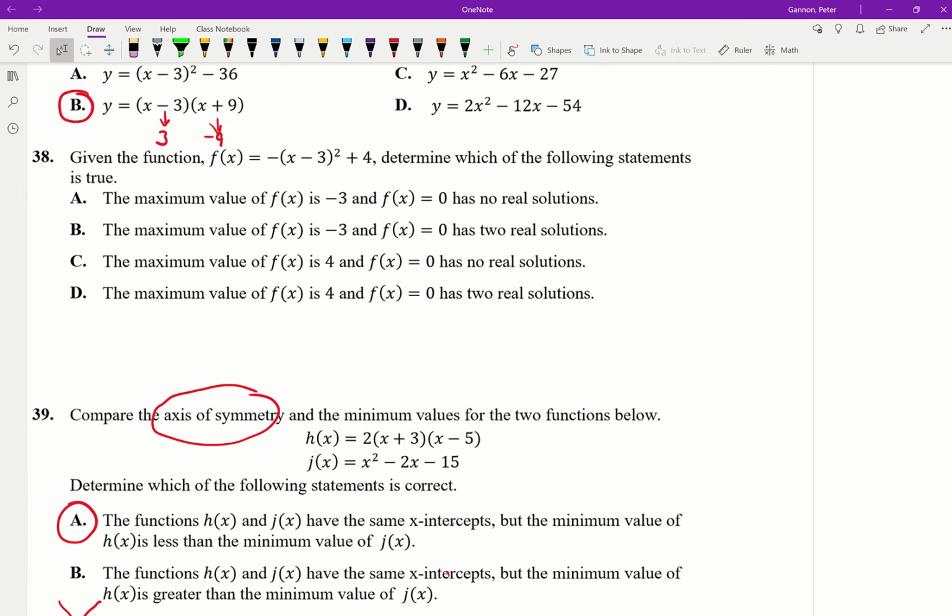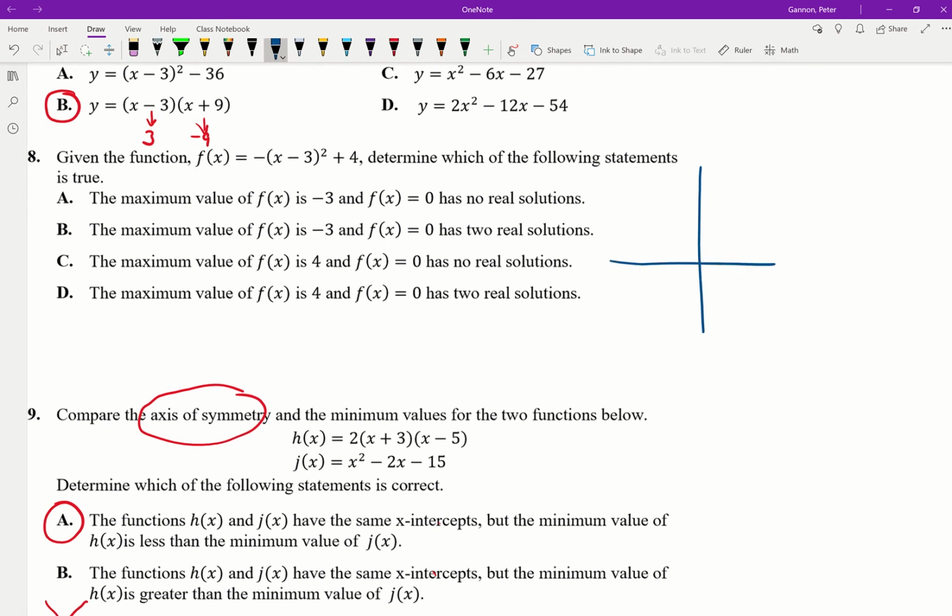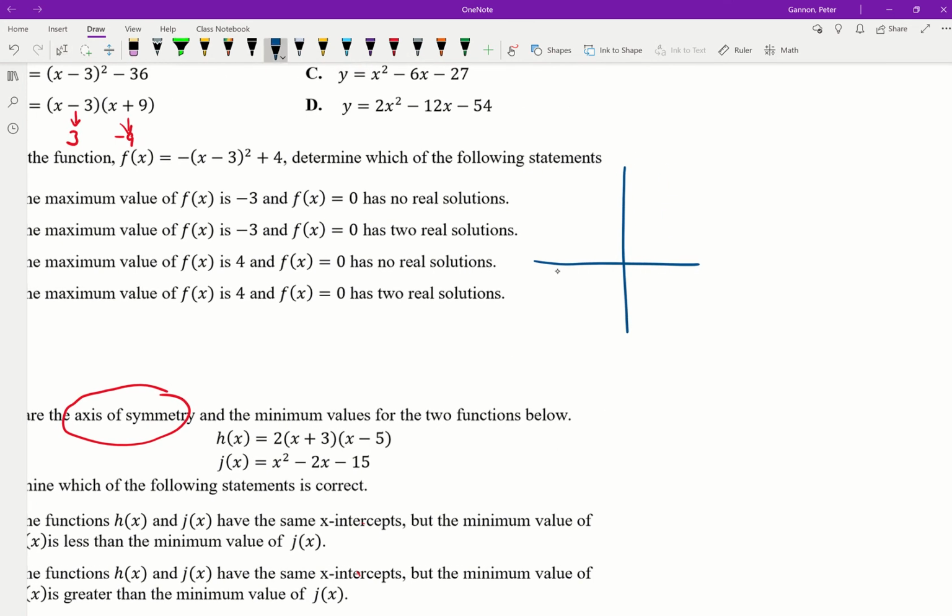So, I mean, really, you could graph this and come up with your answer. So without even a graphing calculator, let's just think about what the graph of this is going to look like. The negative is a reflection. The minus 3 moves it right 3, and the plus 4 moves it up 4. So if we go right 3 and up 4, there's our vertex. Our parabola is going to open down from there. Well, again, the vertex is 3, 4. The maximum is the 4.